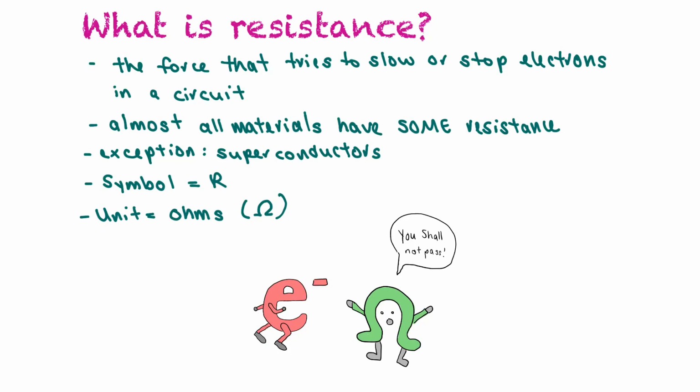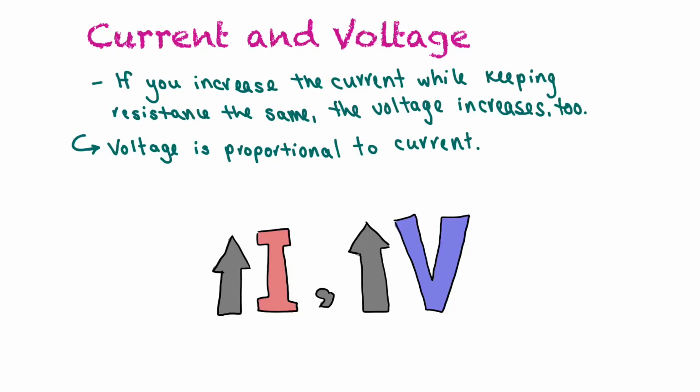Resistance is the force that tries to slow down or even stop electrons in a circuit. And almost all materials have some resistance, even things that are considered really good conductors. The one exception would be superconductors. There's hardly any resistance at all. The symbol for resistance is R, capital R, and the unit for resistance is ohms, which the symbol for that is the omega sign, so it looks like a little upside down horseshoe with like little sticks on the end. So resistors or resistance prevents the flow of electrons, so it's slowing them down, telling them to slow down or stop. So we're going to take a look at the relationship between some of these concepts.